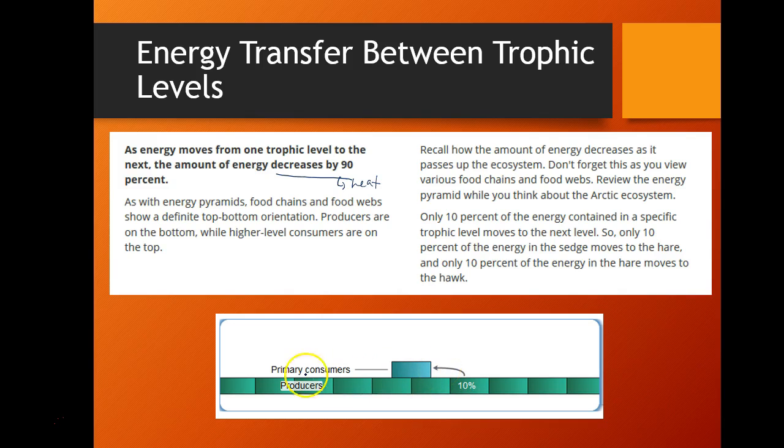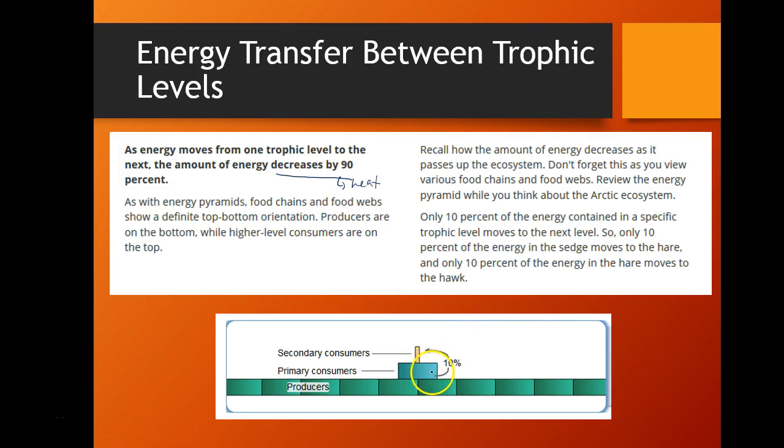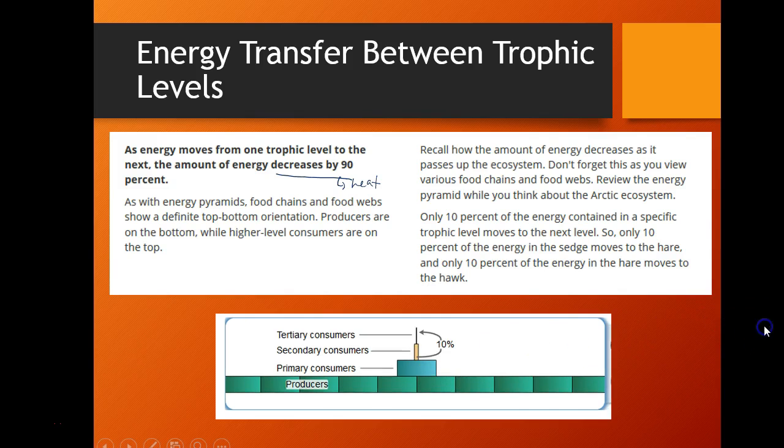And so you see that even though the producers have tons of energy, they're only able to pass on 10% to the primary consumer. And then from the primary consumer to the secondary consumer, only 10% of what the primary consumer got from the producers is passed on to the secondary consumers. And lastly, the same concept with the tertiary consumers, where only 10% of what the secondary consumers have is passed on to the tertiary consumers.